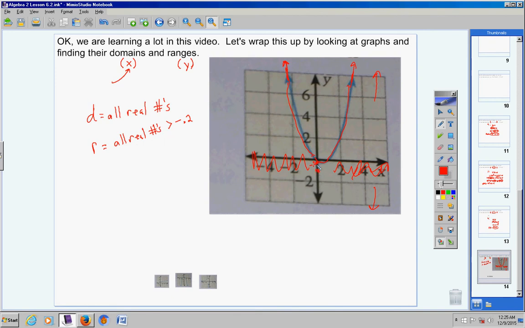Now if the parabola would have looked like this, then you would have put all real numbers less than -0.2 because the graph was below -0.2. Okay, but that's not the case here. The graph is above it. So there's your domain and range. Now we're going to do more of these. 3 more, okay? So just try to stay with me and let's see how you do on these, okay? Alright, let's get another problem up here real quick.